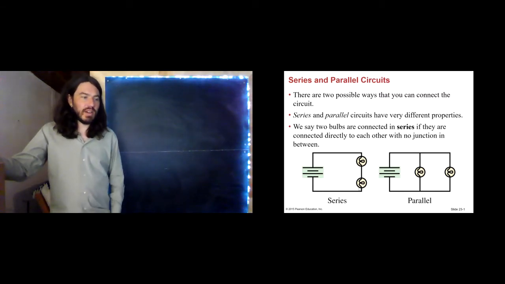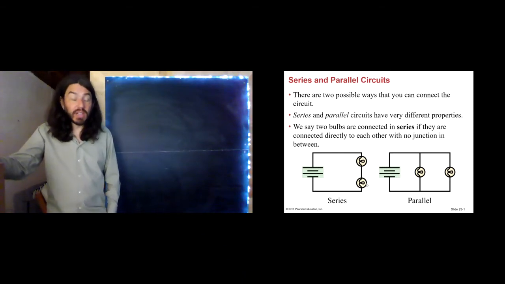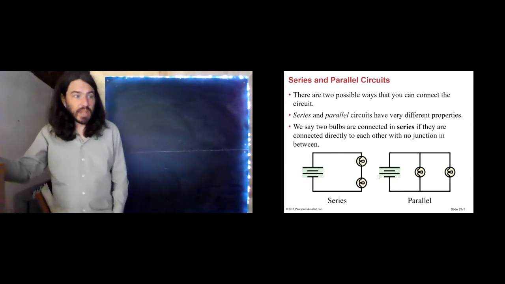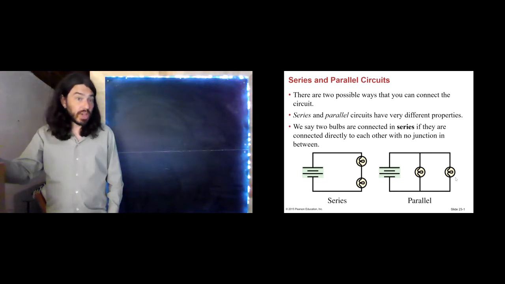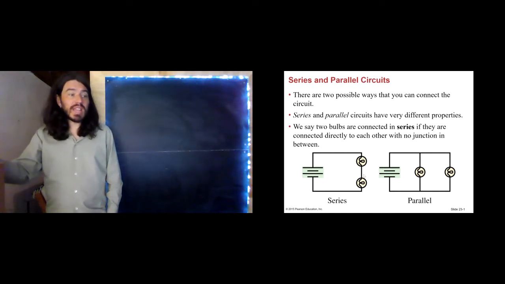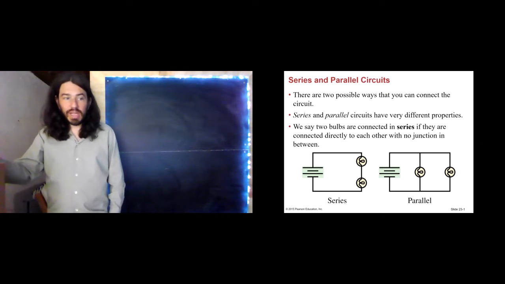So in a series circuit, all of the current that goes through the first light bulb also goes through the second. Conservation of current tells us that. However, in a parallel circuit, the current has to split. None of the current that goes through this bulb goes through this bulb. The current splits. And so we say that two light bulbs are in series if there is no junction in between. So we see no junction between the light bulbs.